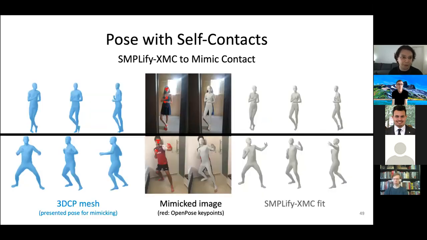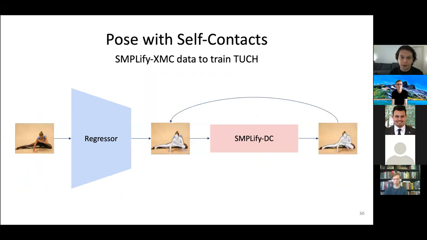And here are two examples. At the left, with blue color, we see the poses for mimicking that are presented to the users. At the middle, we see images of the mimicked poses. And at the right, with gray color, we see the Simplify-XMC fits for these images from various viewpoints. Simplify-XMC provides unique data for training a regressor, as will be discussed in the next session today.